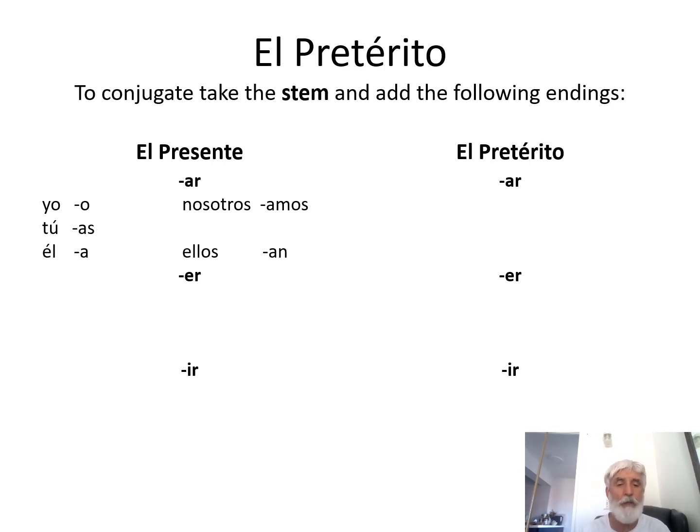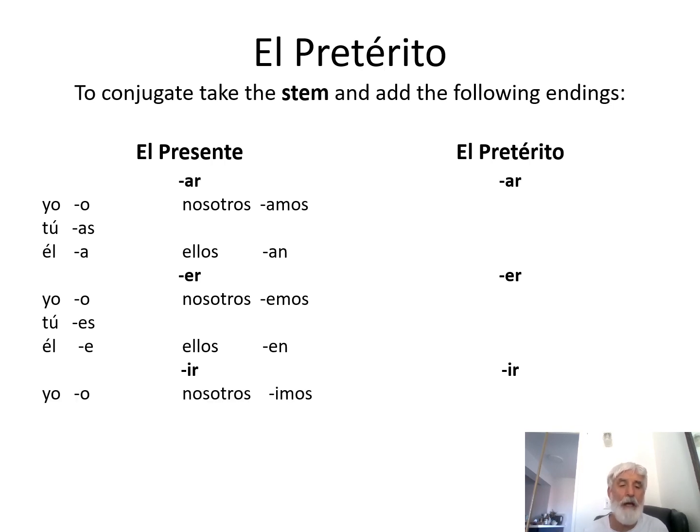And then let's just review quickly for ER verbs. We get the stem of the ER verb, we drop the ER, and what ending do we add on? For yo, we add on an O, and for nosotros, EMOS. What about tú? We add on an ES, and what about the él form? We add on an E, and for the ellos, ustedes form, we add on an EN.